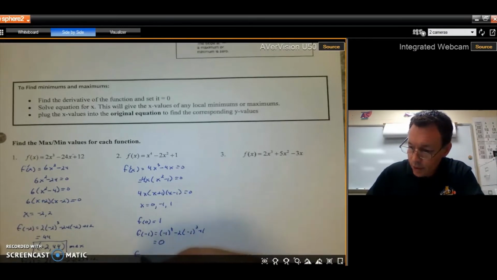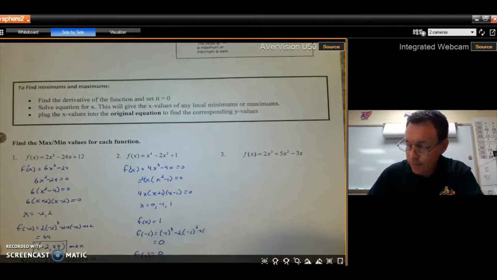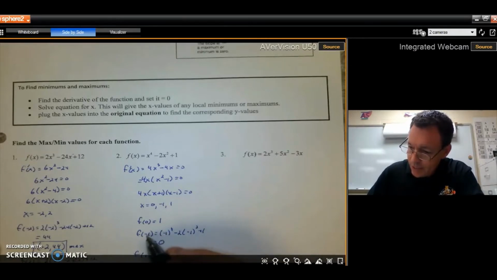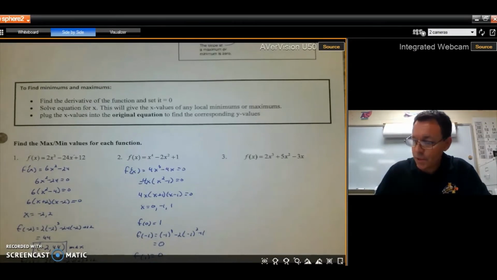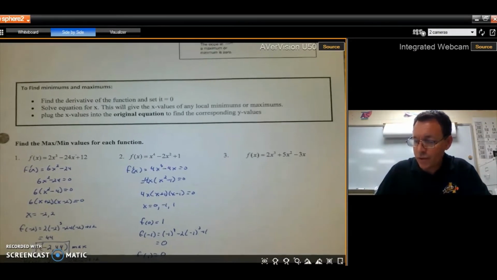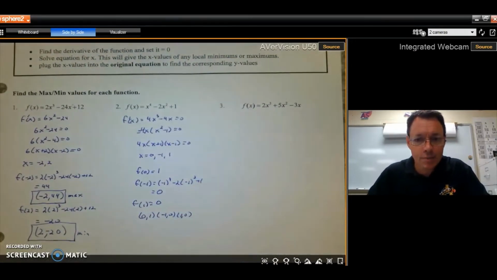And then we're going to put in a positive 1. And again, that's going to give us 1 minus 2 plus 1. It's going to give us 0 again. Okay, so these 3 points, 0, 1, negative 1, 0, and 1, 0 are going to be our local minimums and local maximums. So that's a high point, so that's going to be a maximum, and these are both low points. So that's going to be a minimum.